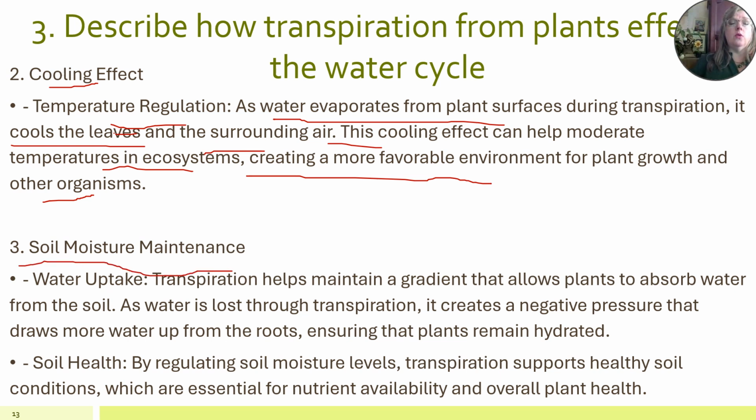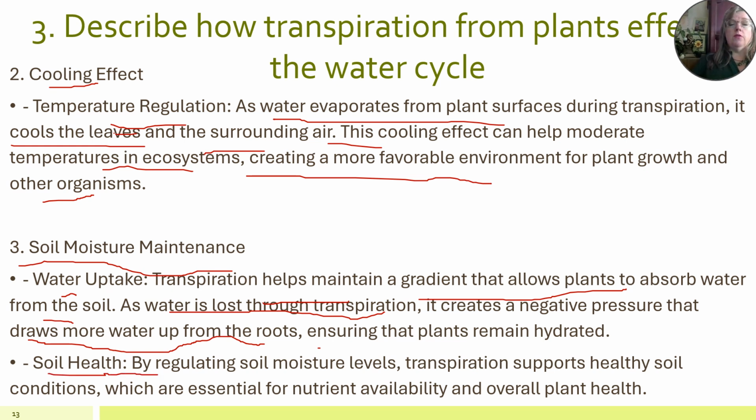And next is the soil moisture maintenance. The water uptake. This transpiration helps to maintain a gradient that allows plants to absorb water from the soil. And this water is lost through transpiration. It creates a negative pressure that draws more water up from the roots, ensuring that the plants remain hydrated.